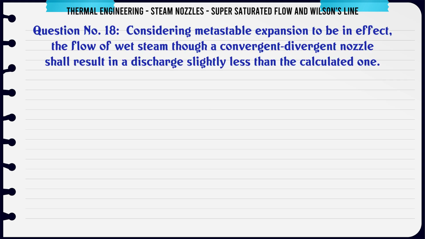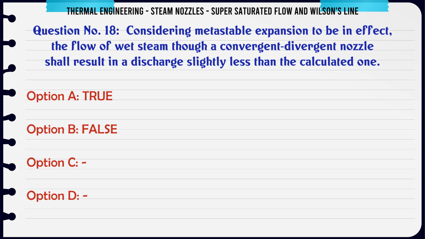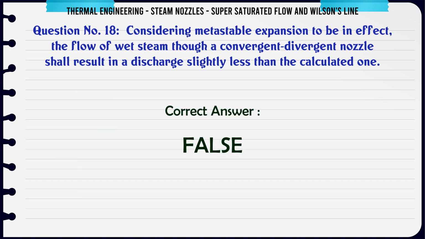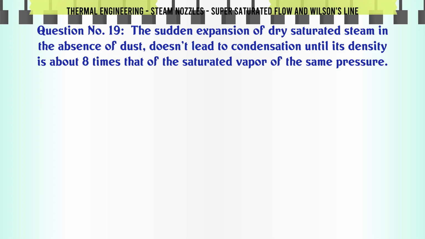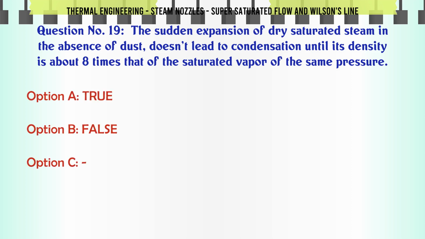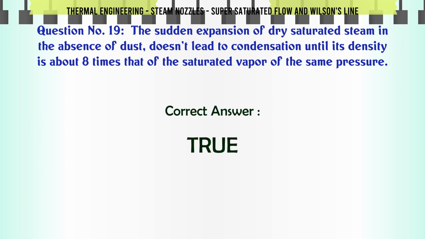Considering metastable expansion to be in effect, the flow of wet steam through a convergent-divergent nozzle shall result in a discharge slightly less than the calculated one. A: True, B: False. The correct answer is false. The sudden expansion of dry saturated steam in the absence of dust doesn't lead to condensation until its density is about 8 times that of the saturated vapor of the same pressure. A: True, B: False. The correct answer is true.